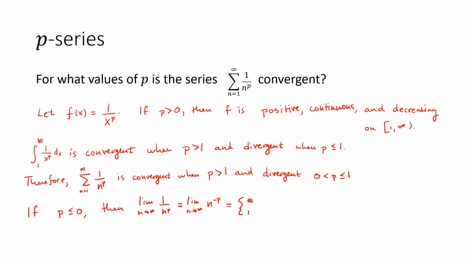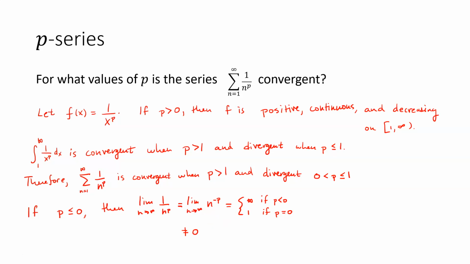So when will it equal infinity? It'll equal infinity if p is strictly less than 0, in other words, p is a negative value. When will it equal 1? It'll equal 1 if p is equal to 0. And so in either case, we see that this limit is not equal to 0. And that's the key that we need to show that it's divergent.